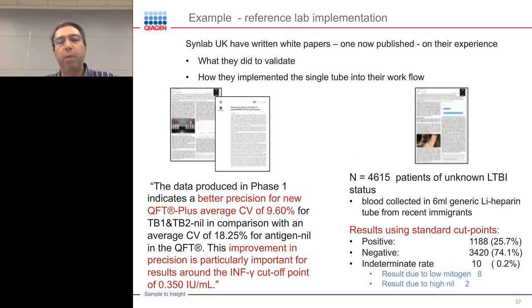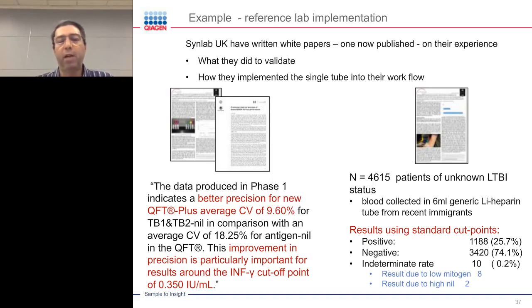Now, I'd also like to talk a little bit about the single tube. Here was an example of a setting in which patients in the UK, about 4,615 patients, had their blood collected with the single tube. They had been having some issues with some of their remote sites handling the blood, so they were getting indeterminates a little bit higher than what they would expect, and so they really wanted to see if the single tube setting could help them bring that control back into a central facility.